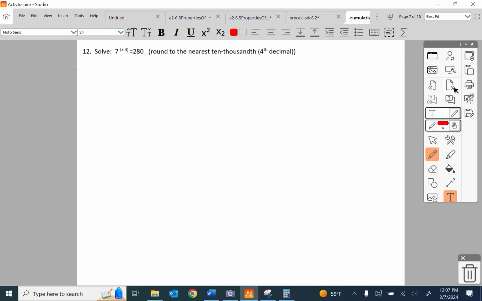Solve 7 to the x minus 4 equals 280. Anyways, round to the nearest 10,000th. I believe, and I'm not necessarily a smart man, but you have a base of 7. She has an exponent of x minus 4, which means the answer has to be 280.